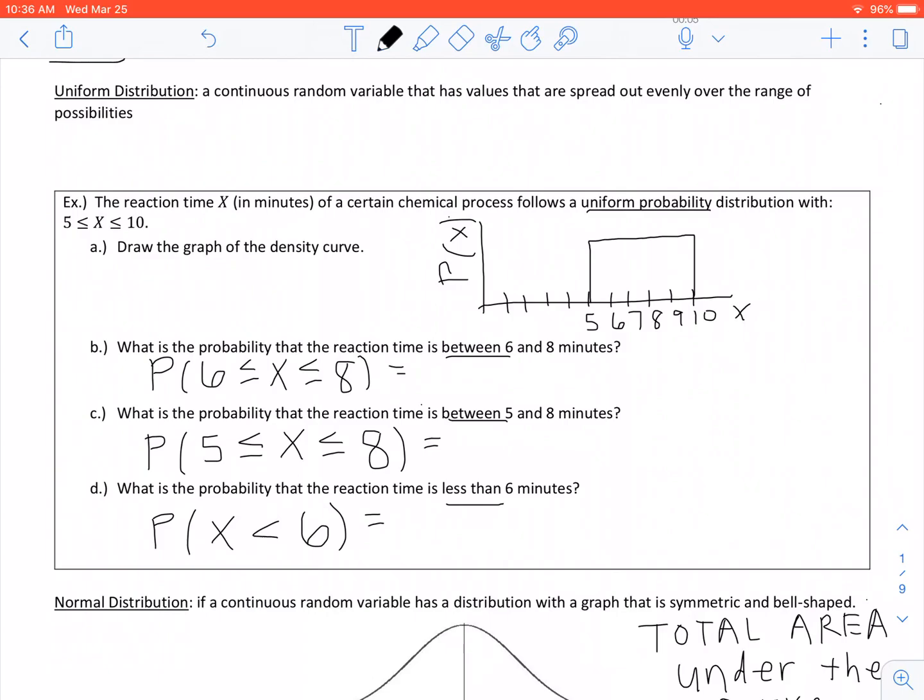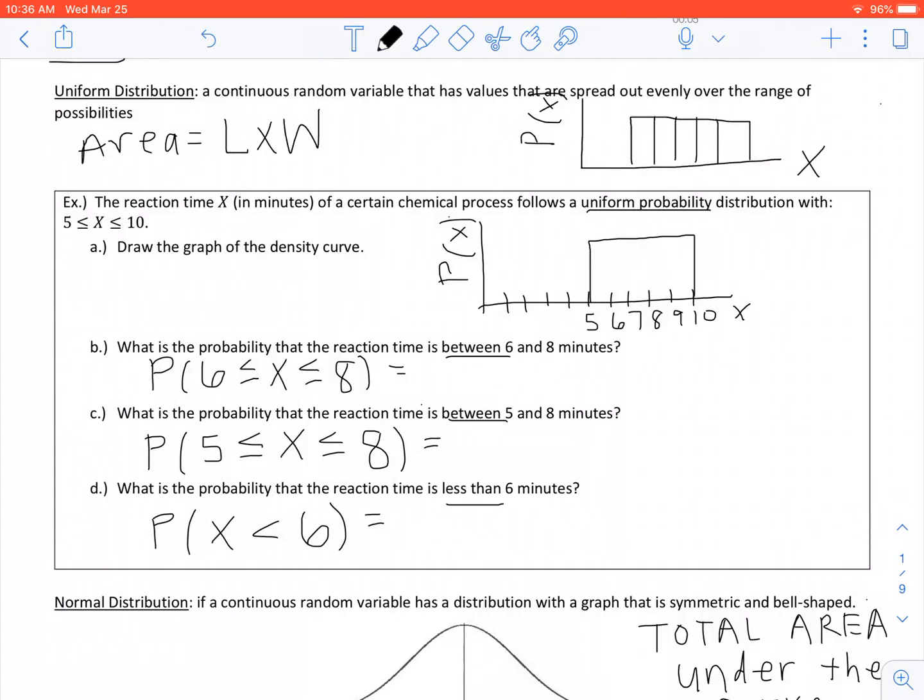So we're going to go ahead and look at the graph of this. If you had the graph, a density curve, your random variable would be at the bottom and the probability would be on the vertical axis. It says uniform probability: a continuous random variable has probabilities that are spread out evenly over the range, and this is going to make a rectangle. Rectangles are easy to deal with because the total area is equal to length times width. And each of these little rectangles would be equal width.